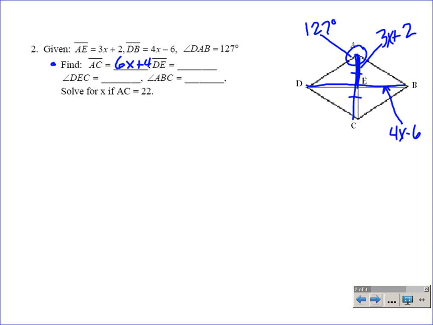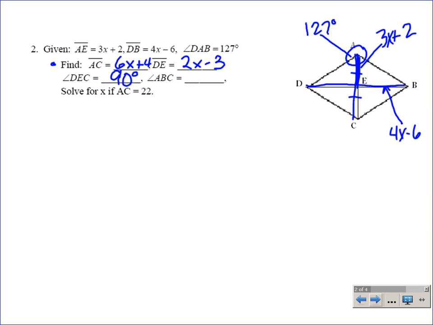Okay? If DB, this entire length here, is 4x minus 6, then what's half of that going to be? That's going to be 2x minus 3, right? So half of 4x is 2x. Half of minus 6 is minus 3. Okay? Measure of angle DEC. Where is DEC? D to E to C. You start at angle D, you move to E, you move down to C. That's going to be a 90-degree angle.